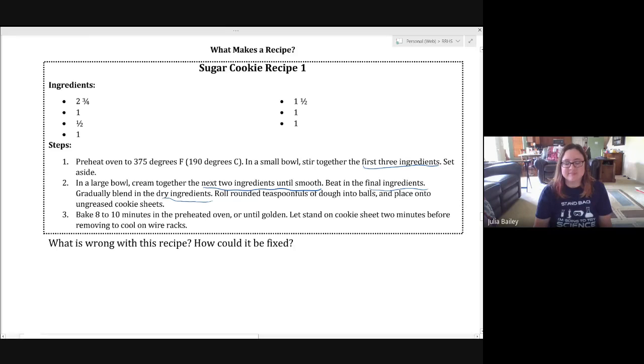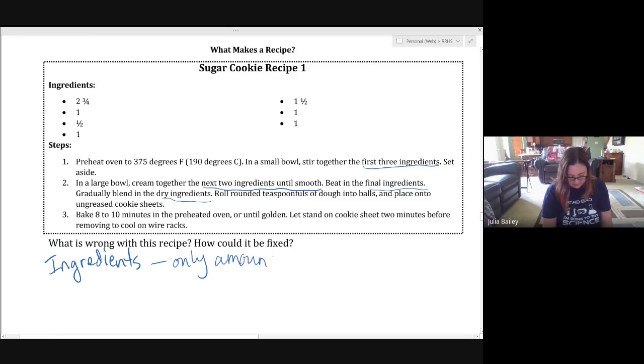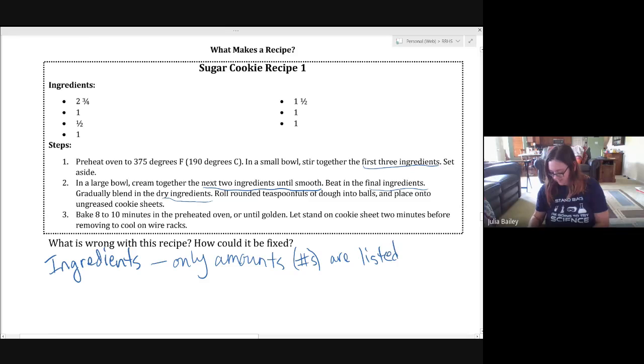Easy, right? No. What's wrong with this recipe? How can it be fixed? Well, the ingredients are only listed amounts. You don't actually know what you're supposed to be mixing. So fix it by listing the names of ingredients.